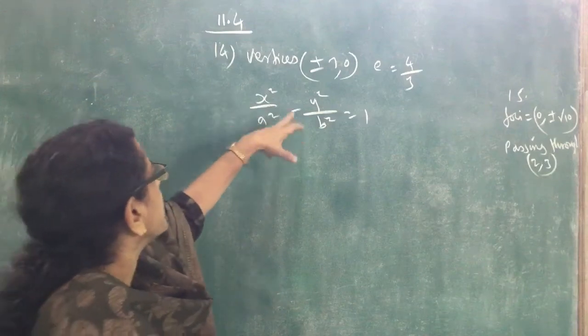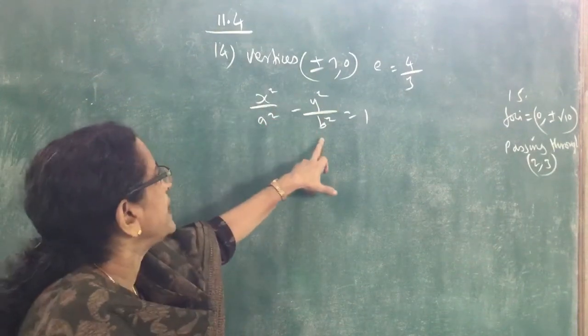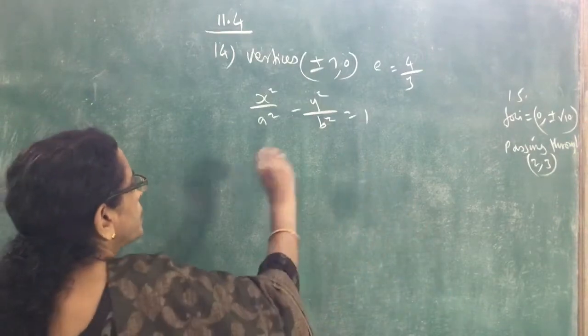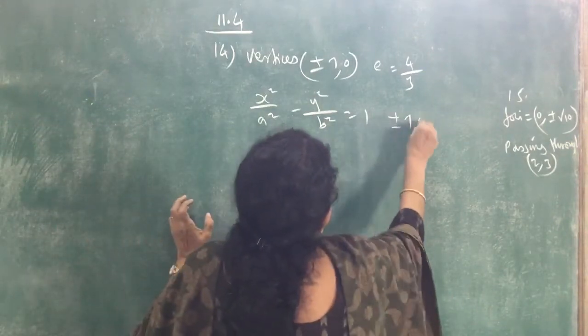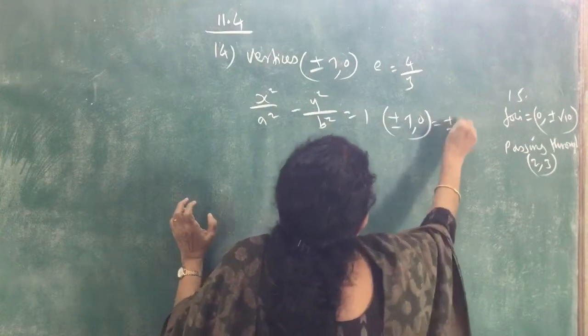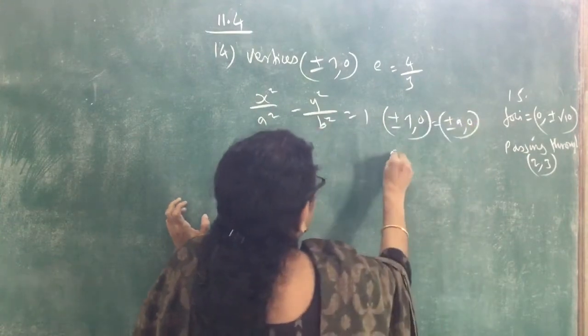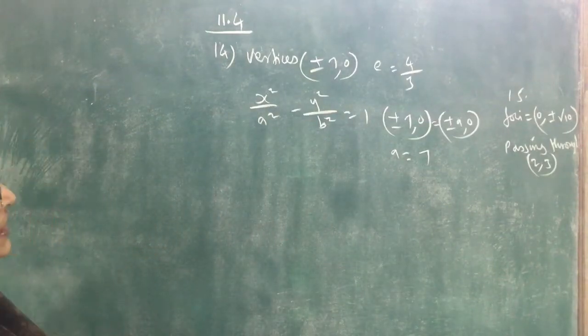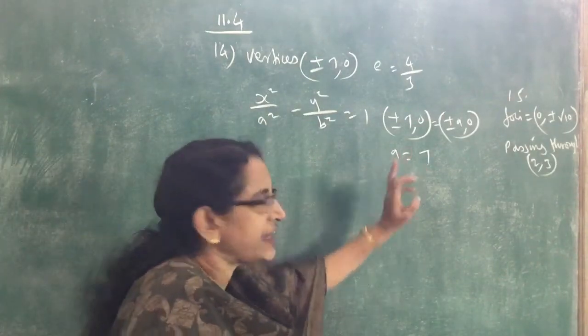Now here we want to find a and b. Vertices are plus or minus a, 0. Therefore plus or minus 7, 0 is the same as plus or minus a, 0. So from that we get a equal to 7. So we got a equal to 7.